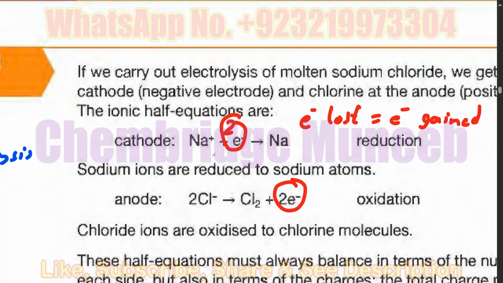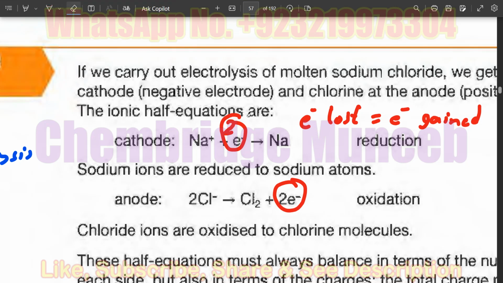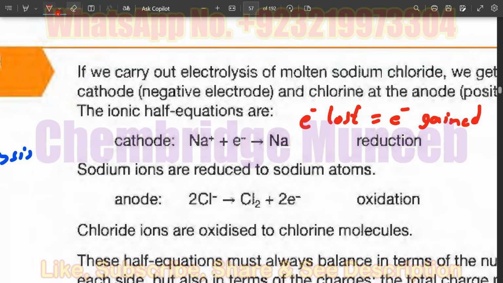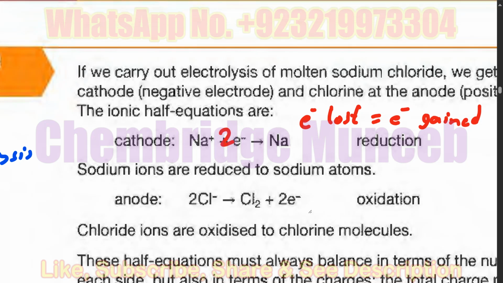Oh, yes. So the two electrons which are being gained in the reduction reaction must be equal to the two electrons which are lost in the oxidation reaction. Now tell me, how can we get two electrons in the reduction reaction?